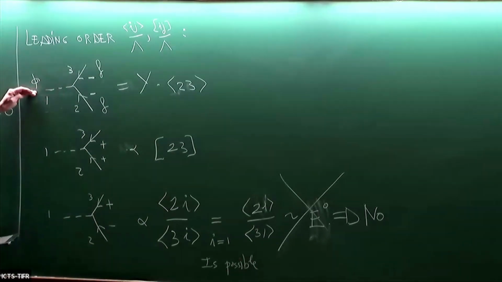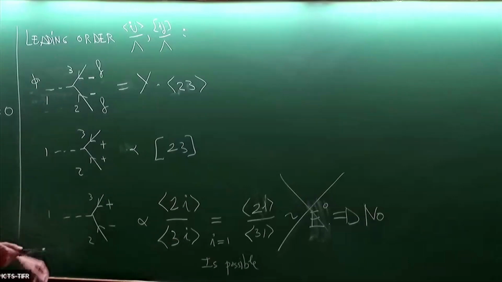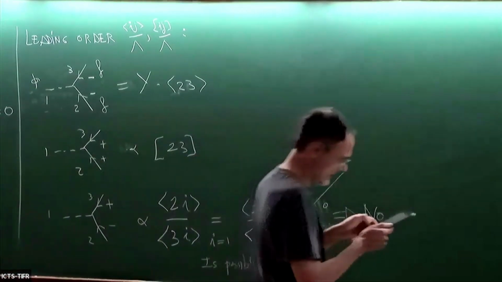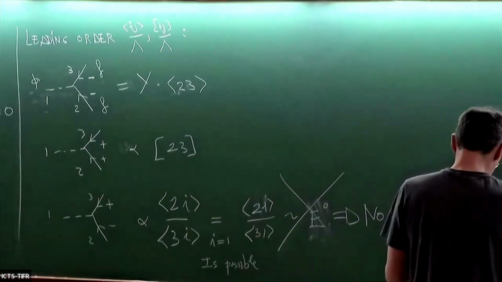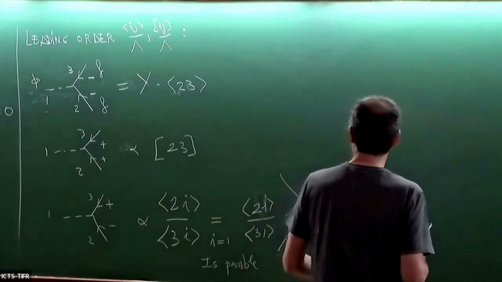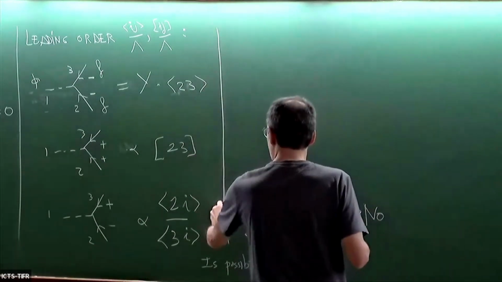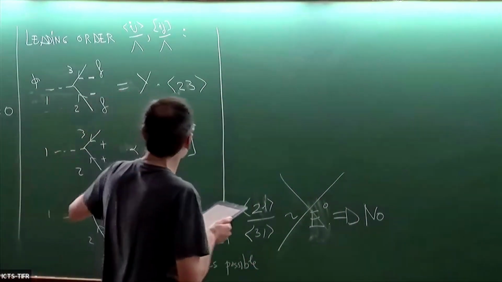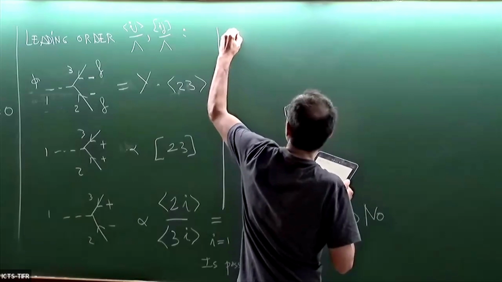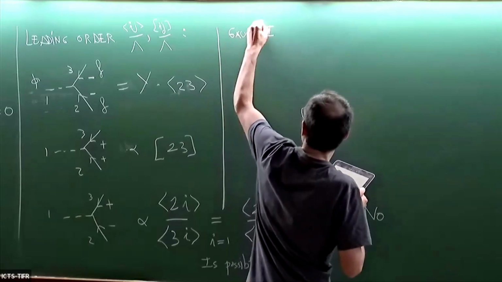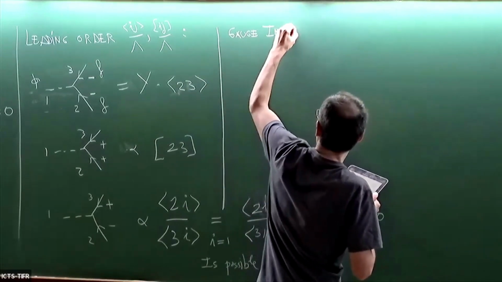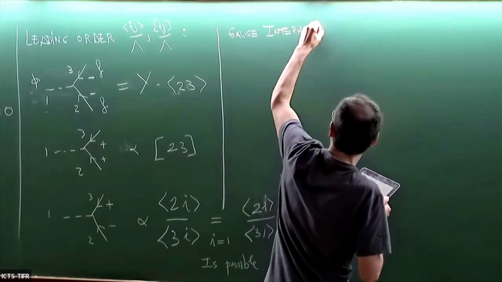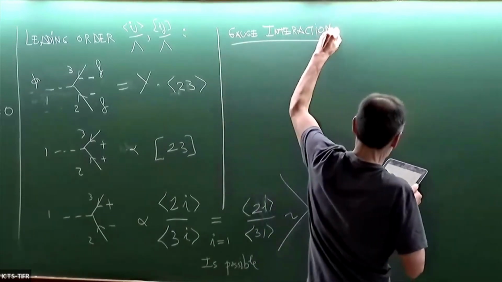That the Higgs can only couple when the incoming fermions have equal helicity. And we will see these rules are very, very important. So now this is for the Yukawa interactions. Now the gauge interactions follow the same rules.